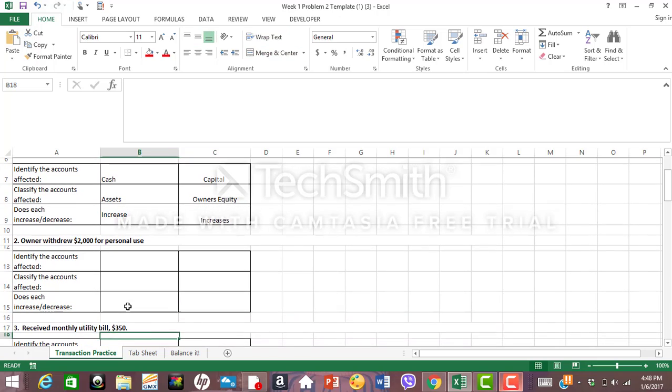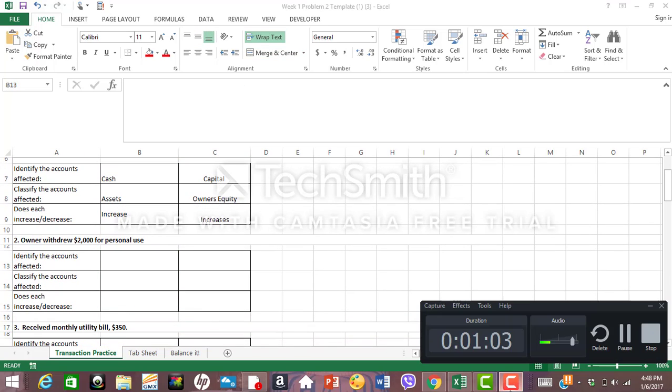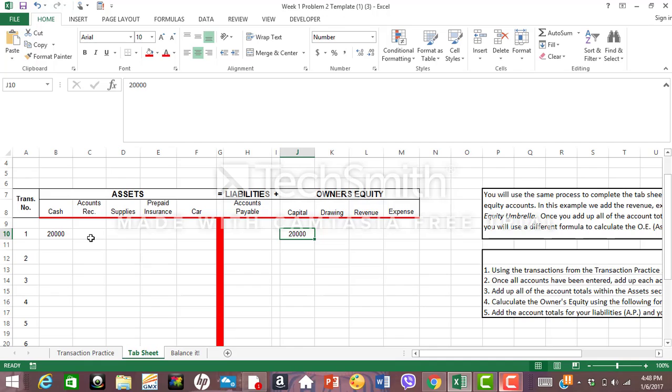We go to the second one. The second one says the owner withdrew $2,000 for personal use. So we automatically know that cash, which is a part of assets, decreases, and withdrawal, which is a part of owner's equity, also decreases. Then we go back to the tab, and we have minus $2,000 here. We have drawing, which is minus $2,000 as well.